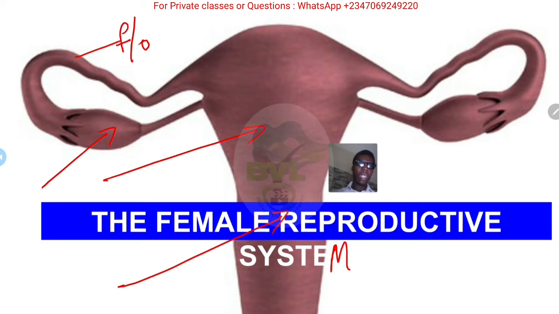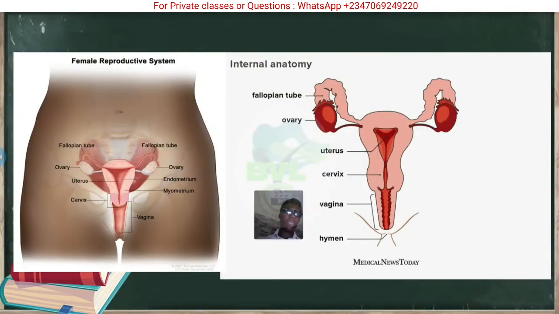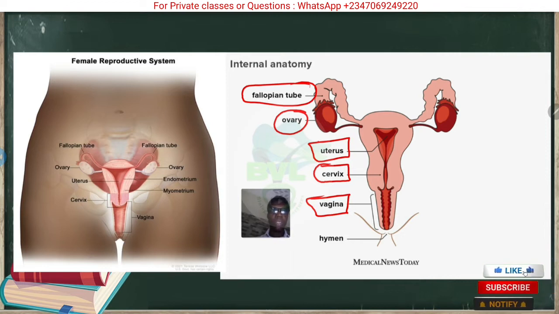I think I don't want to use this again. I think I do have a diagram. Yes, sorry, this is better. So this is the female reproductive system. Now, what are the things you should know? The vagina, the cervix, the uterus, the ovary, and the fallopian tube. It's very important to know that. These are the same things you're seeing here.